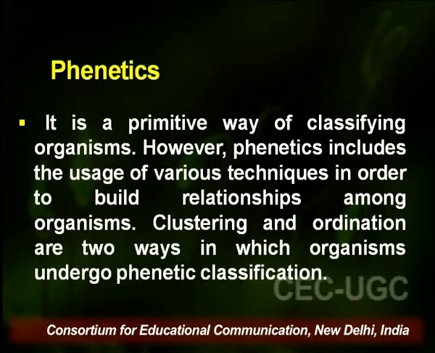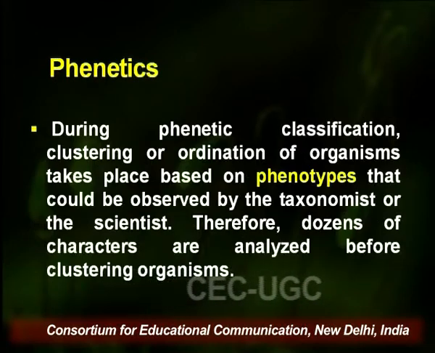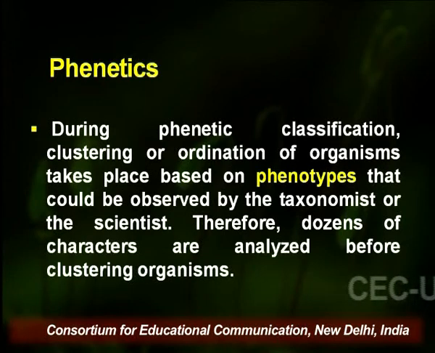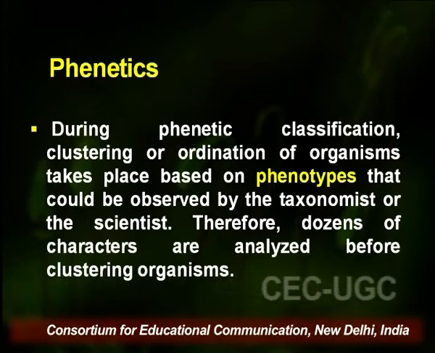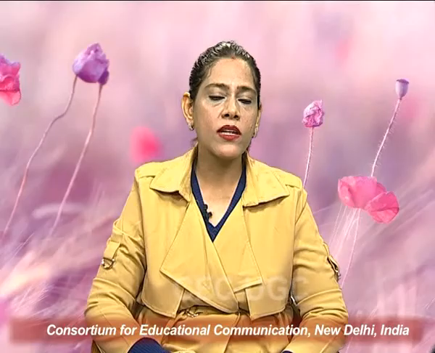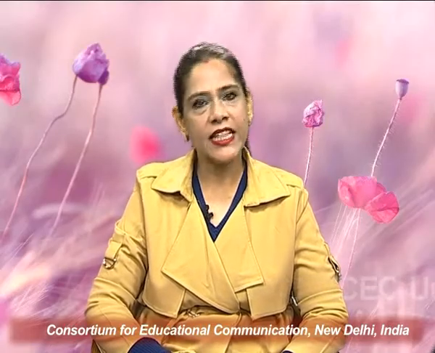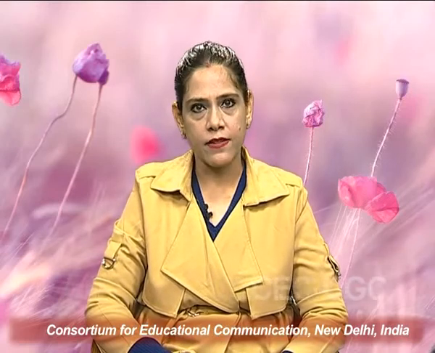Clustering and ordination are two ways in which organisms undergo phenetic classification. During phenetic classification, clustering or ordination of organisms takes place based on phenotypes that could be observed by the taxonomist or the scientist. Therefore, dozens of characters are analyzed before clustering the organisms. Then, the representation of these characters using graphs takes place. This then leads to grouping of the organisms.